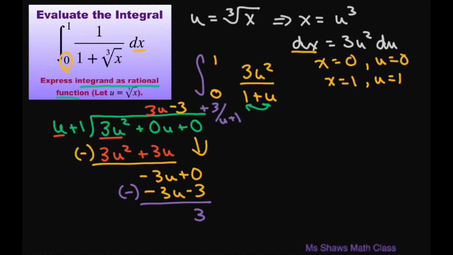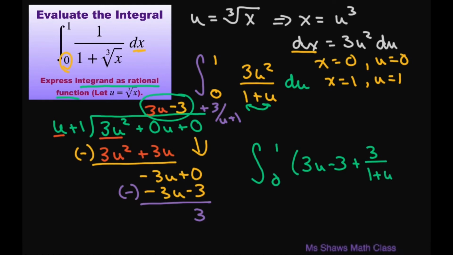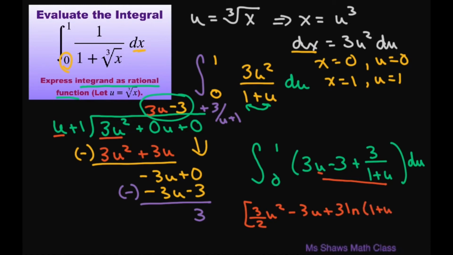So if you rewrite your integral, it's going to be from 0 to 1 of 3u minus 3, that's this part, plus 3 divided by 1 plus u, du. There should be a du here. And when you integrate this, for the u, you're going to get u squared divided by 2, but you already have the 3, so that's 3/2 u squared minus 3u plus 3 times ln of 1 plus u, and then we're evaluating this from 0 to 1.